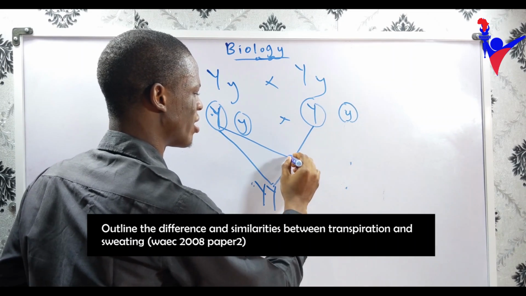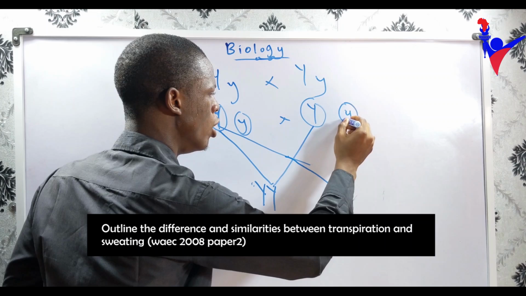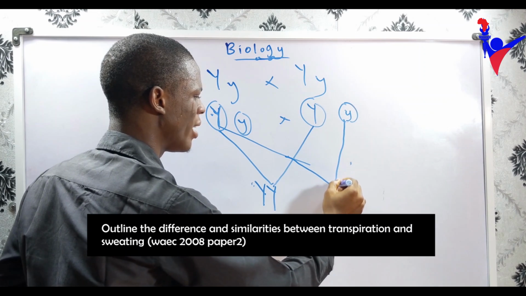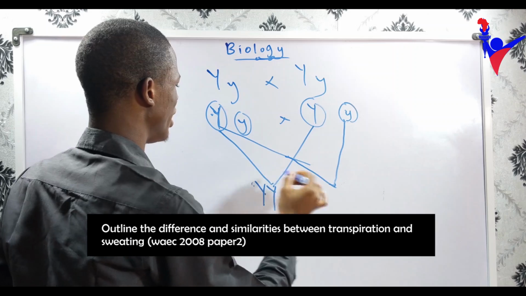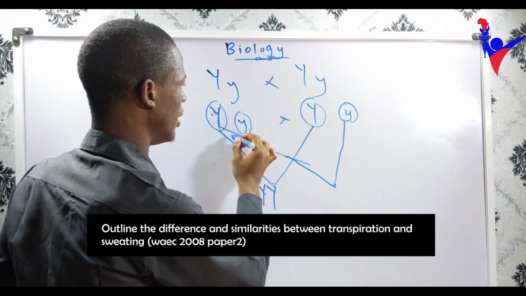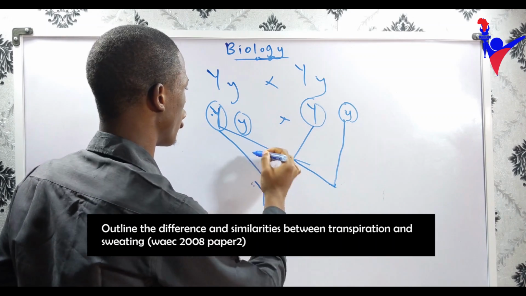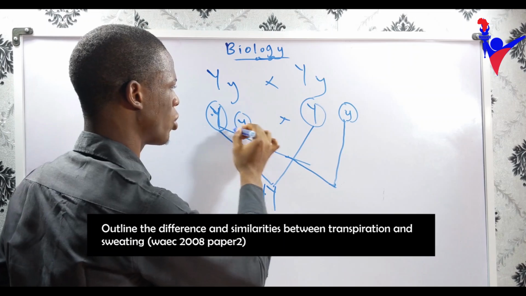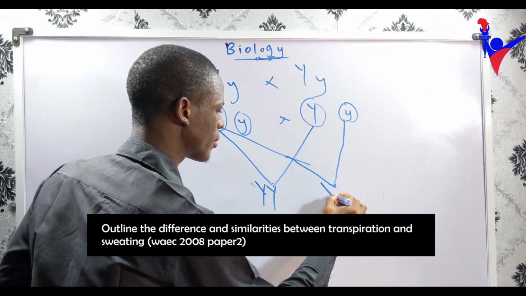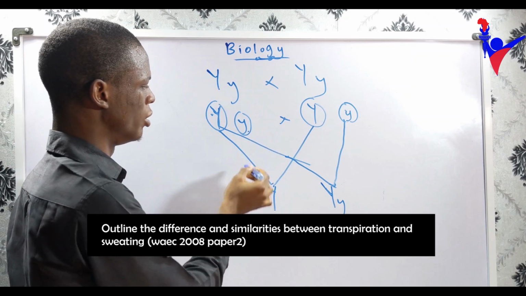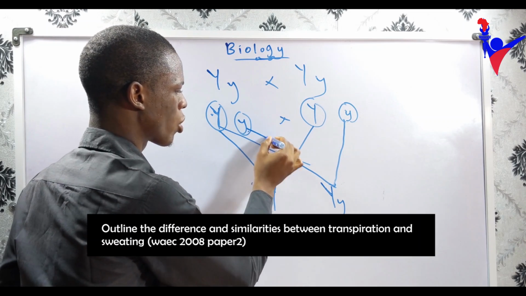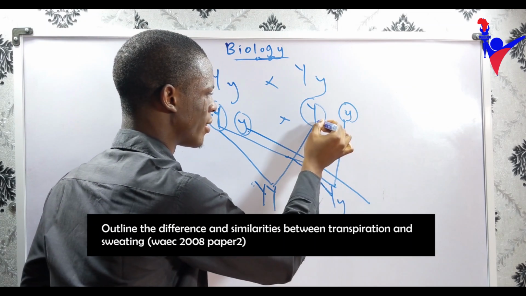And don't forget, this is as a result of Mendel's law, Mendel's law of segregation of genes. So they segregate separately. Now, you know the first law of Mendel: genes segregate separately. So we have Y also, to give us a heterozygous. So the other gene crossing with this.